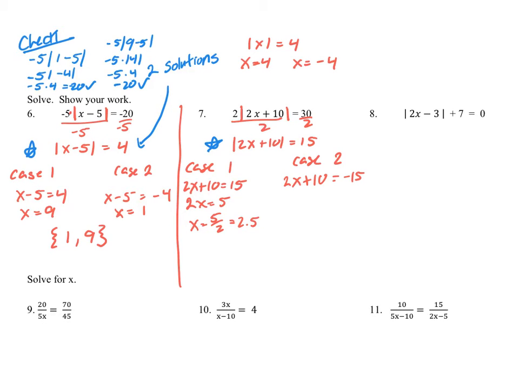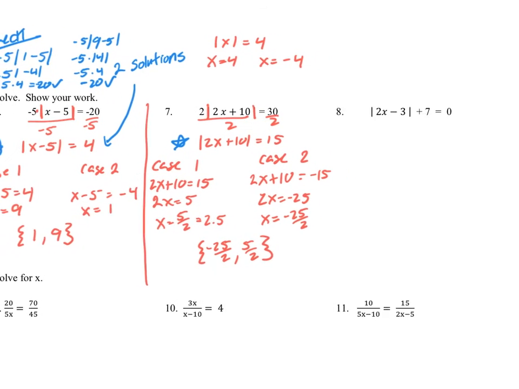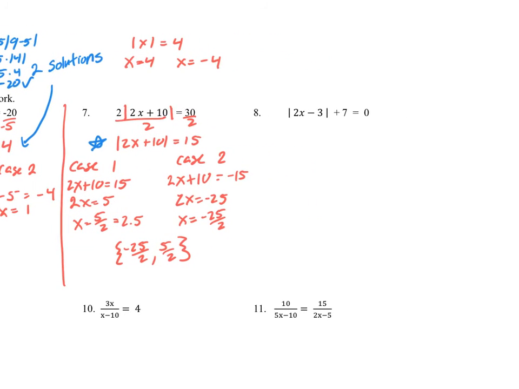Then on the other side, we're going to have subtracting 10 again. So 2x equals negative 25. Dividing by 2, x equals negative 25 halves. I prefer things in fractions, so I'm just going to leave it in fractions. Our solutions would be negative 25 halves and 5 halves. Fractions are fine, negative values are fine, even a value of 0 is fine, all of those options, we're good to go. If you want to substitute them back in and check, you absolutely can.